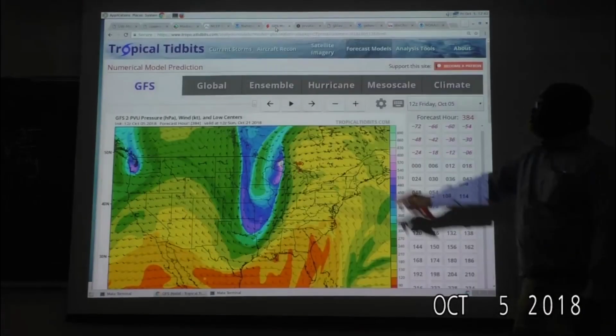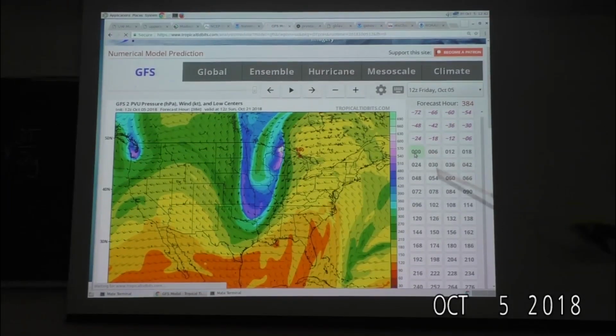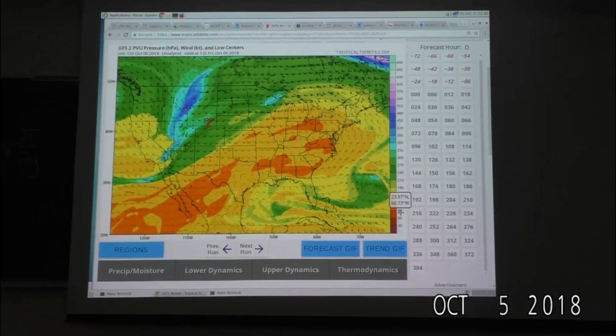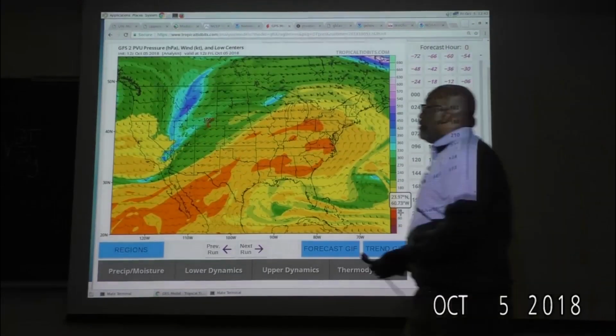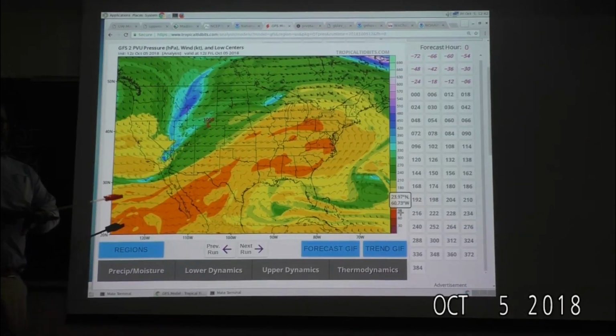Let's go here. This is the GFS. Let's go to 0 hour on this, please. Okay, and then scroll down just a little bit. So what is this map? This is a map of what's called the dynamical tropopause, or dynamic tropopause. In this case, it's pressure on a surface of potential vorticity, the 2 PVU surface.